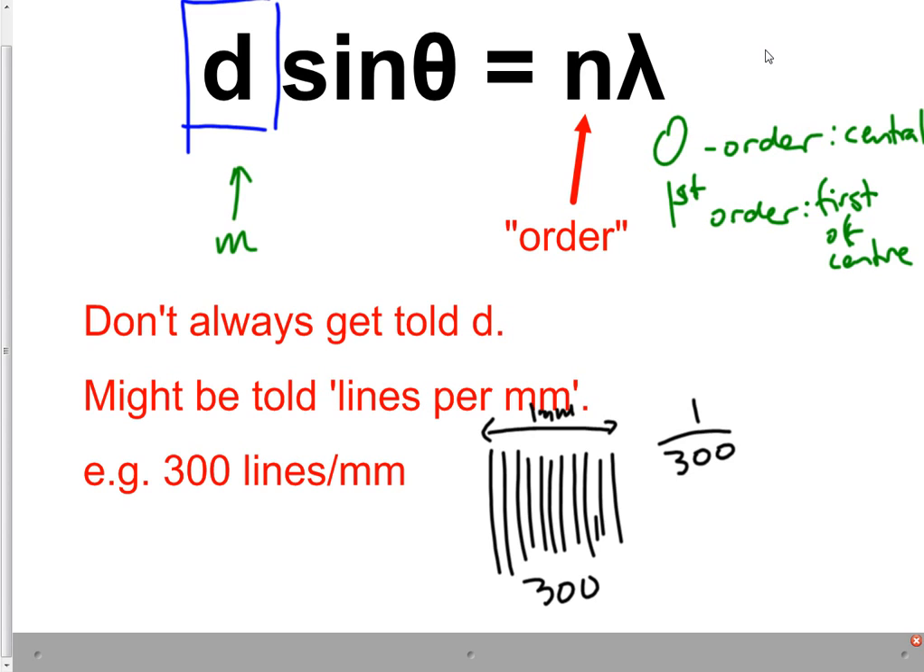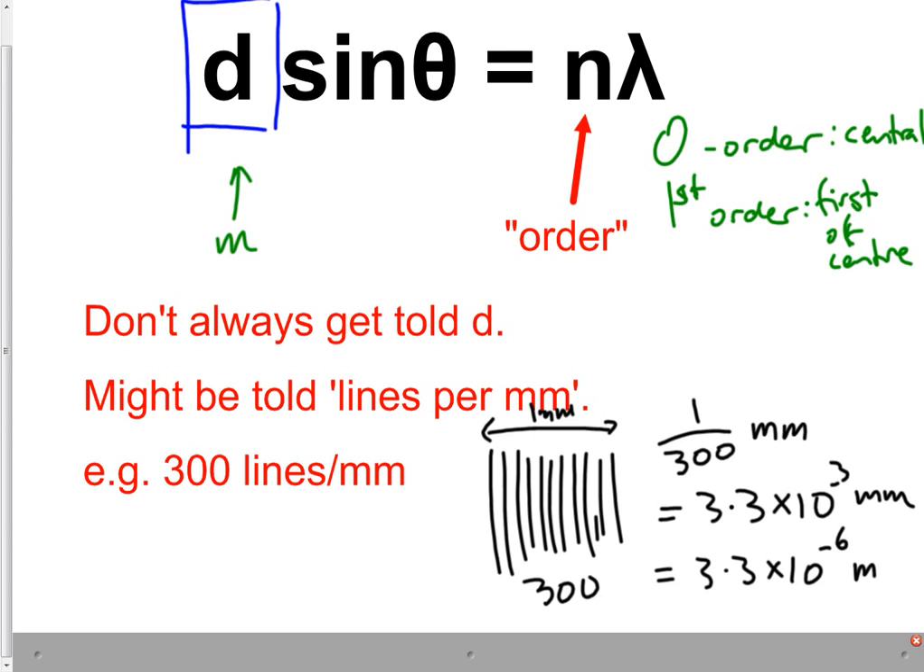Okay, so the separation between each of the slits is 1/300th of a millimeter, which is, if we round it, recurring, 3.3 times 10 to the minus 3 millimeters. That means that the slit spacing in meters is going to be 3.3 times 10 to the minus 6 in this case, because we've converted from millimeters to meters. So you've got to be able to convert one way and the other between lines per millimeter and meters of slit spacing.